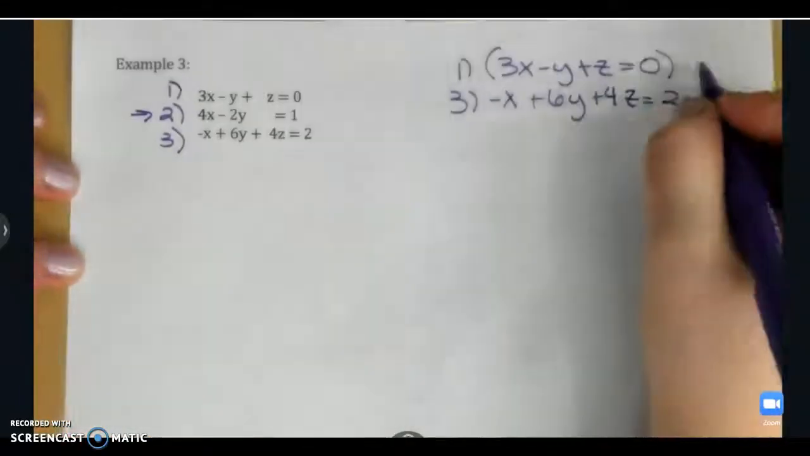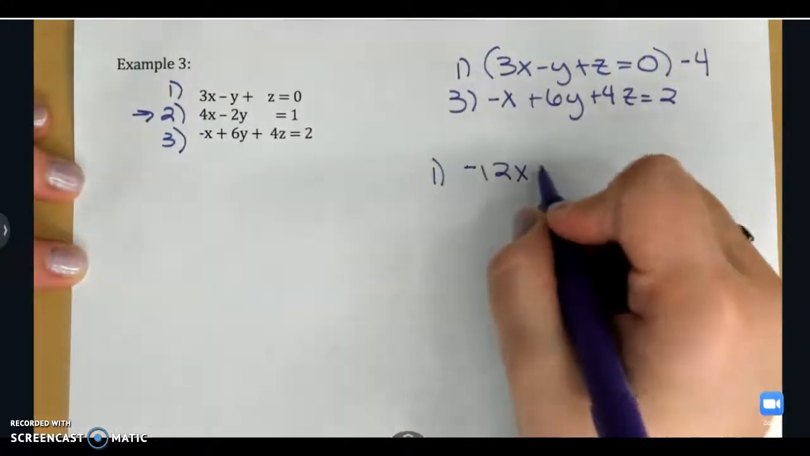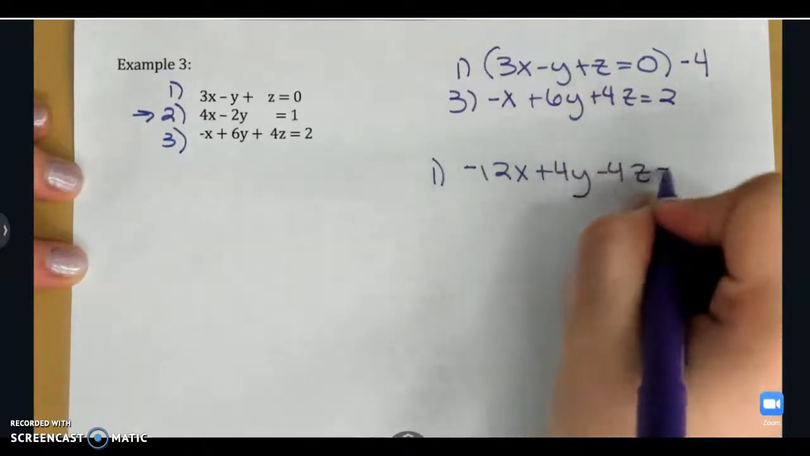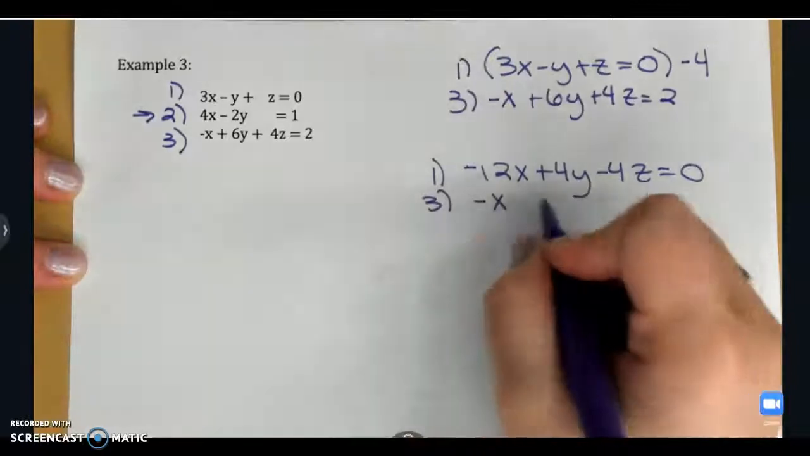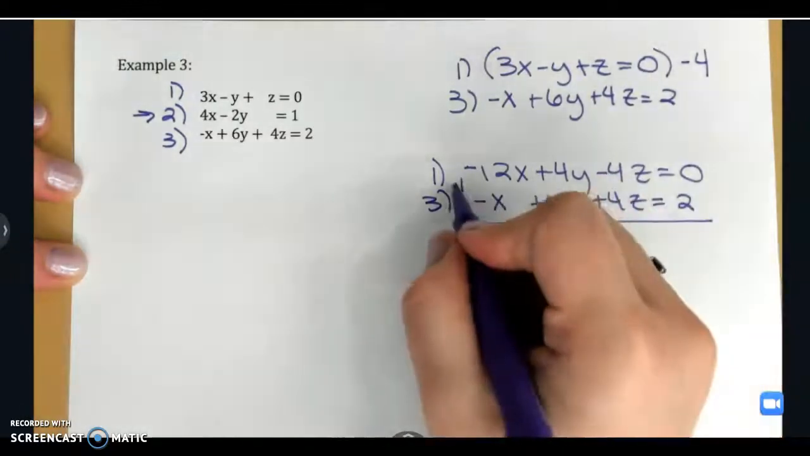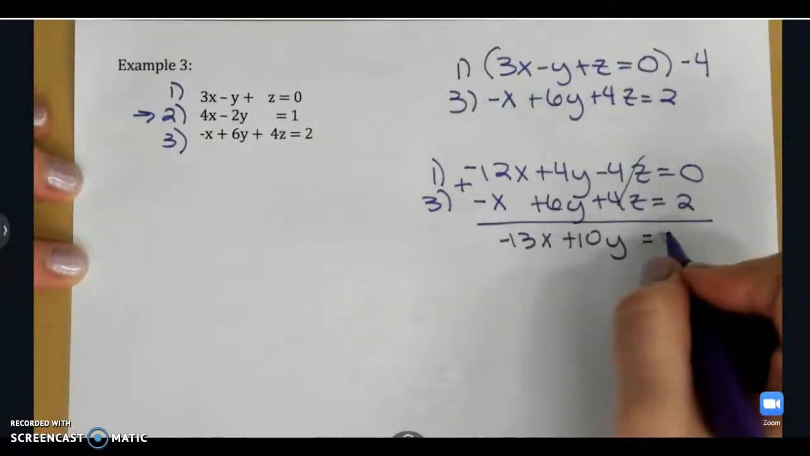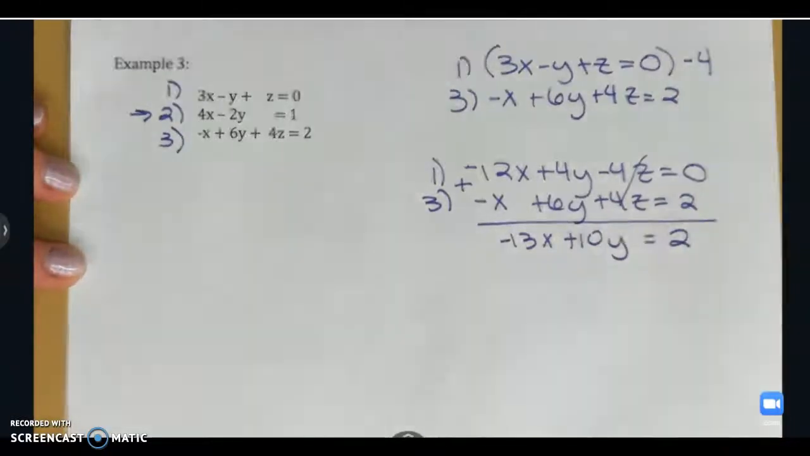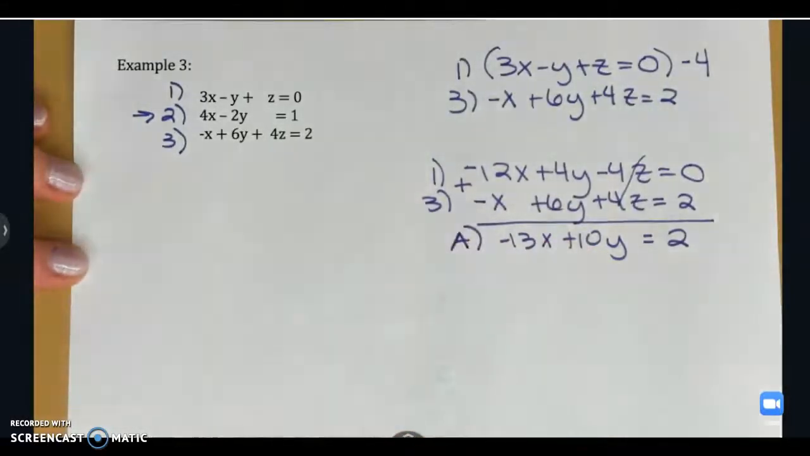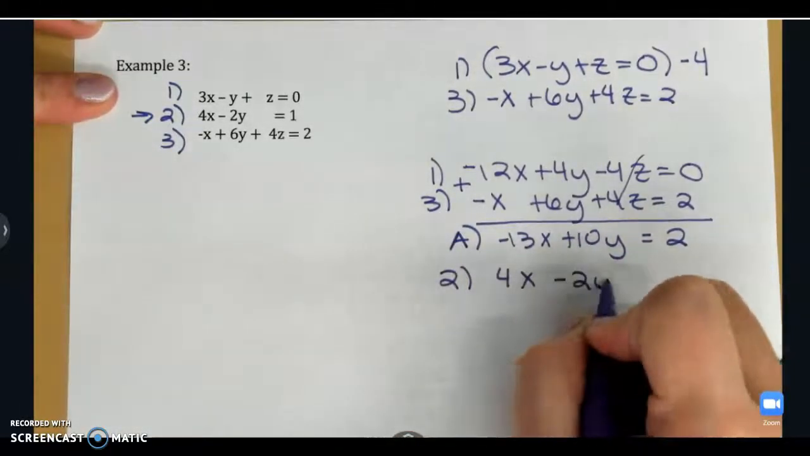So if I multiply this top equation by negative 4, that's going to get me negative 12x plus 4y minus 4z equals 0. And then that number 3 equation I'm going to leave alone. And I'm going to combine everything on the left and everything on the right. So here, I'm going to call that again equation A, because I combined 1 and 3. And I now have my 2 equations, equation A and equation 2, that only have 2 variables in them.